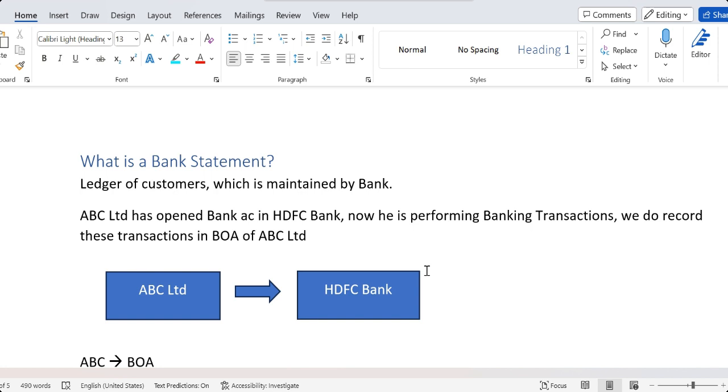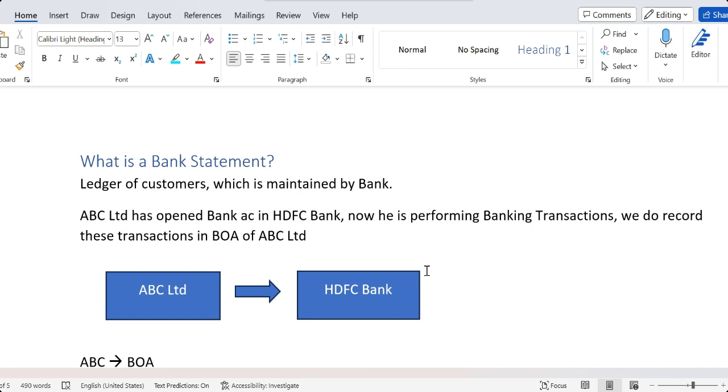Here we are talking about the business, right? But individually in personal life, all of us have bank accounts, our savings bank account. So suppose Mr. A has a savings account in HDFC Bank. HDFC Bank has to maintain the ledger of Mr. A, right? How much he has deposited, how much he has spent. All the transactions, HDFC Bank has to maintain in their books of accounts. So whatever the books of accounts or ledger of Mr. A that HDFC Bank is maintaining, that is simply called the bank statement for Mr. A.